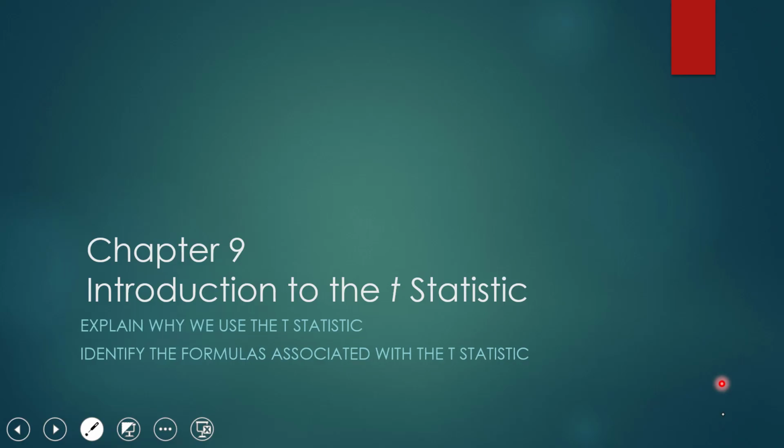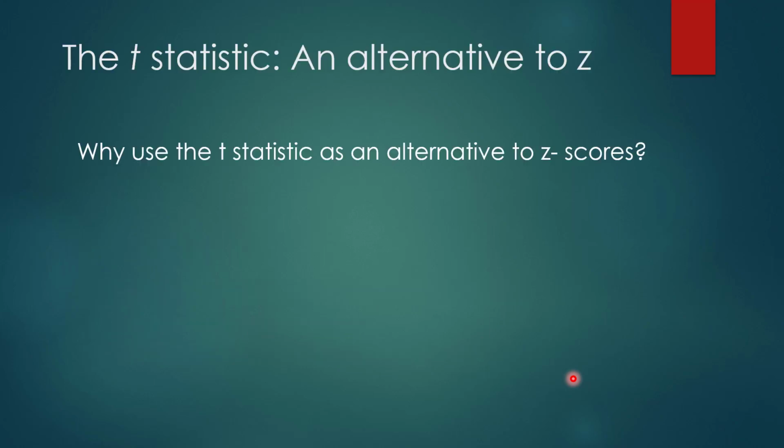In this video, we're going to continue on with Chapter 9, and by the end you should understand why we're using the t-statistic, why we're moving from z-scores and using a z-test to doing a t-test. We'll identify the formulas that are associated with the t-statistic, which hopefully you'll notice are not much different than those associated with the z-test.